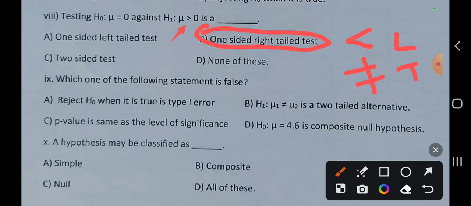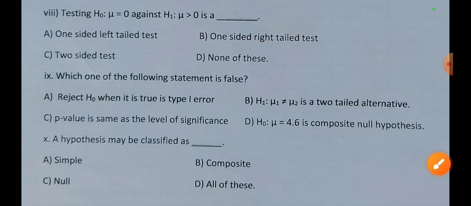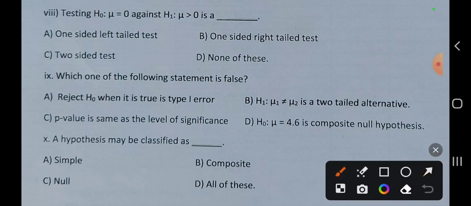The next question. Which one of the following statements is false? A: Reject H0 when it is true is type 1 error. B: H1: mu1 not equal to mu2 is a two-tailed alternative. C: P value is same as the level of significance. And D: H0: mu is equal to 4.6 is a composite null hypothesis. So which one in this case is false?